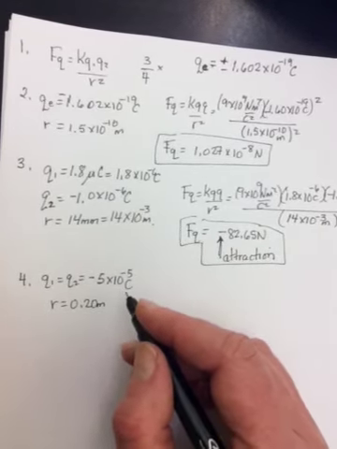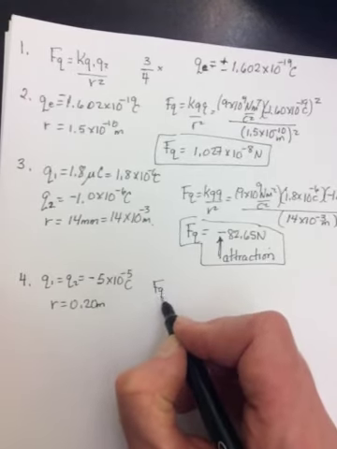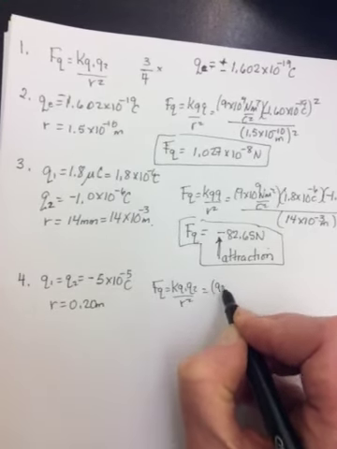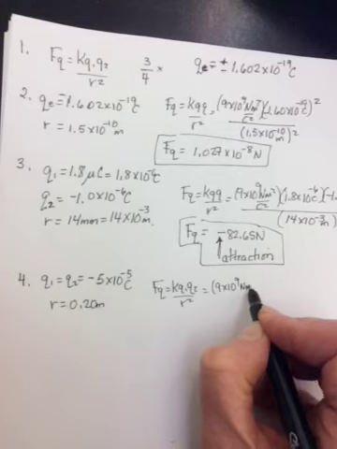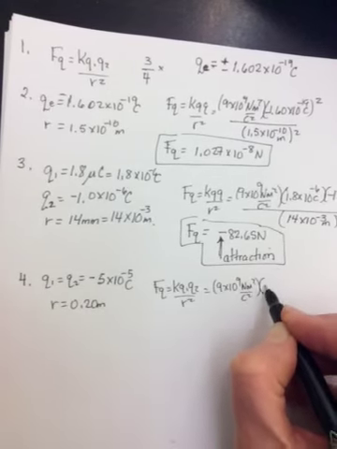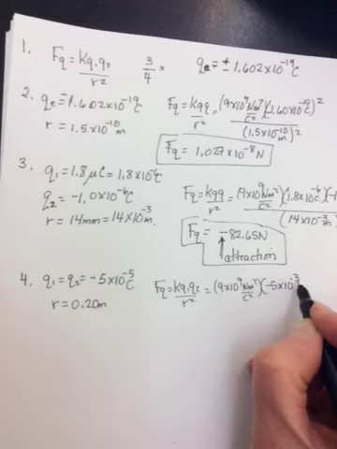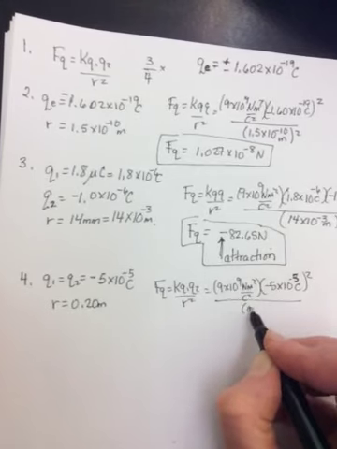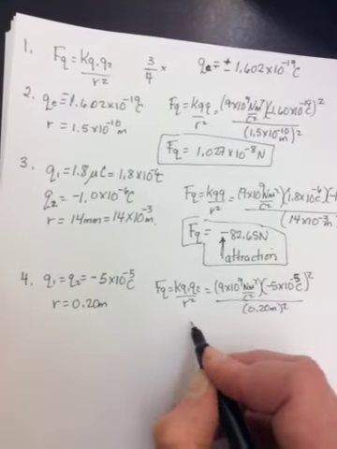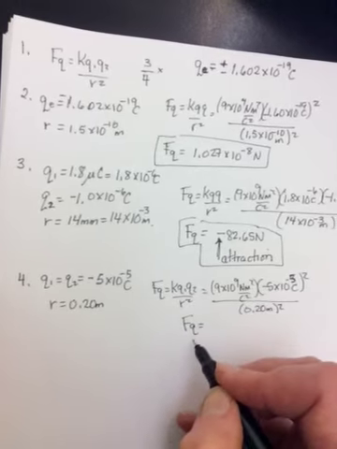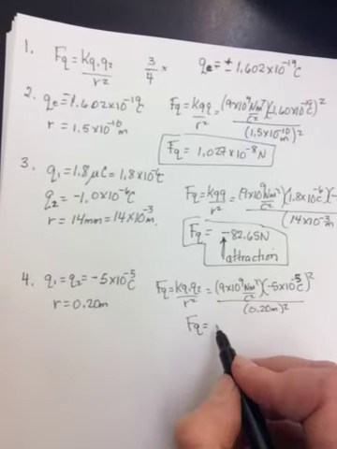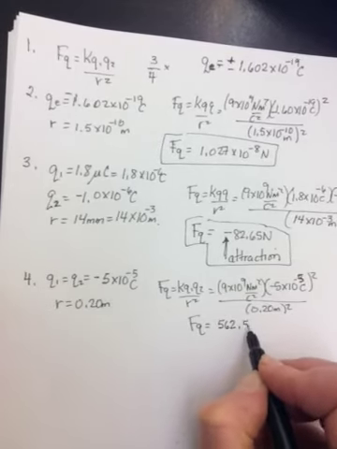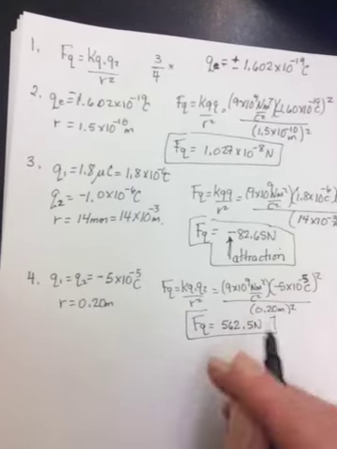All right, so this one is, what is the force that acts on each particle? Again, it's going to be the same. So K Q1 Q2 over R squared. So 9 times 10 to the ninth Newton meters squared per Coulomb squared times negative 5 times 10 to the negative 5, and they're the same, so I'm going to square it, over 0.2 meters squared. It's going to work out to be a positive value, which means it's going to be a force of repulsion, which it should be because they're the same charge, same nature. 562.5 newtons, and that is a force of repulsion.